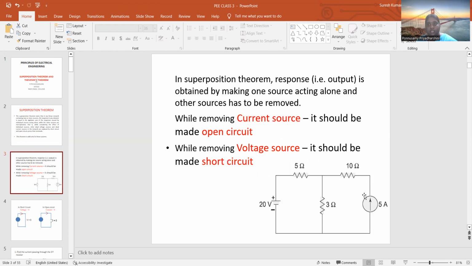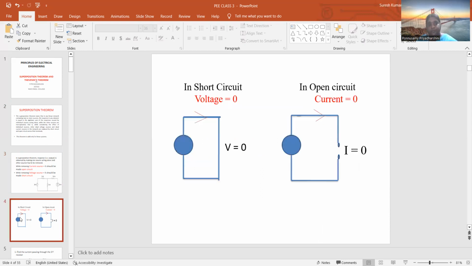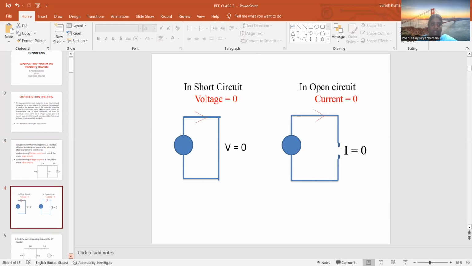Here in this circuit, we have two sources, and whenever I'm considering one source, I should remove the other source. For example, if I'm considering the 20-volt source, I should remove the current source. What is the procedure to remove current sources? It has to be open circuited, and similarly vice versa. Short circuiting means I have to remove the voltage source and short it. And open circuit means I have to remove it and the current is going to be zero.